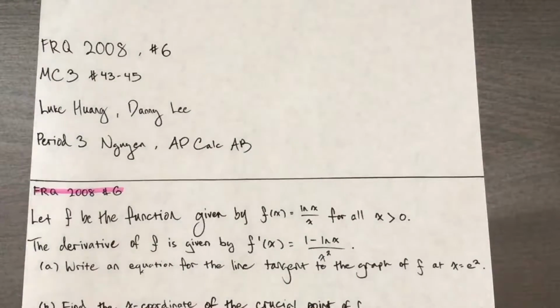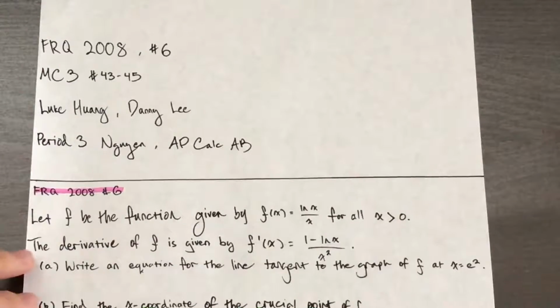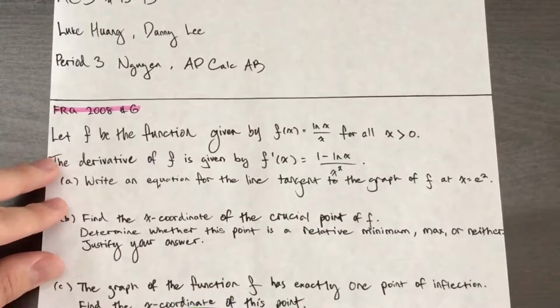Hi, so today we're going to go over the 2008 FRQ problem number 6 and multiple choice 3 number 43 to 45. Right, let's look at the FRQ first.